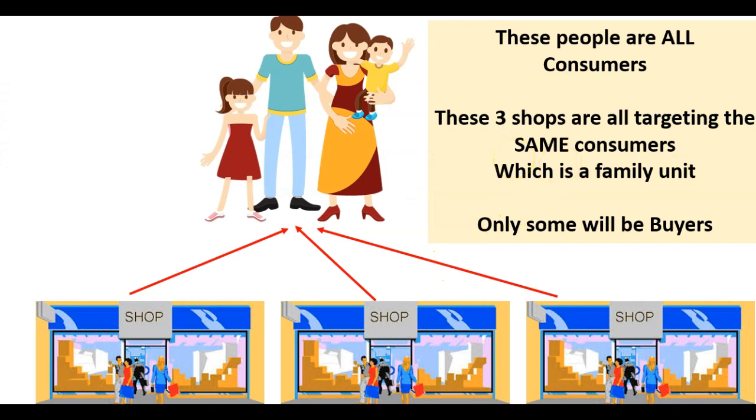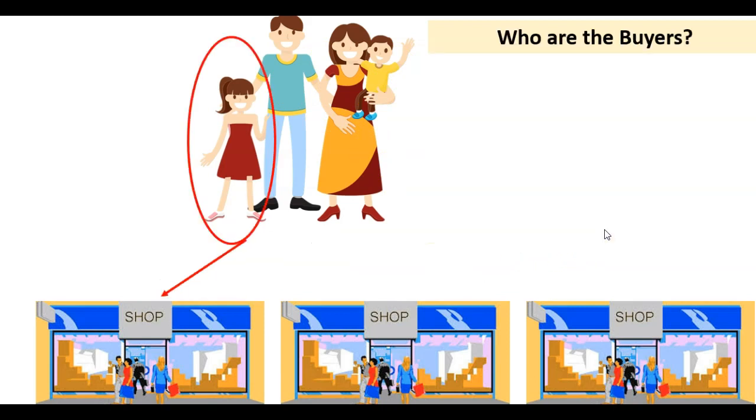Okay, so as I said, they're all consumers. So I'm going to look at the family structure here. These three shops are all targeting the same consumers, which happens to be a family. So some sort of clothing shop, and obviously all families need some form of clothing. Okay, so that's their target market. Each shop has the same target market definition to make this simple. And these are consumers, but only some of them will be buyers.